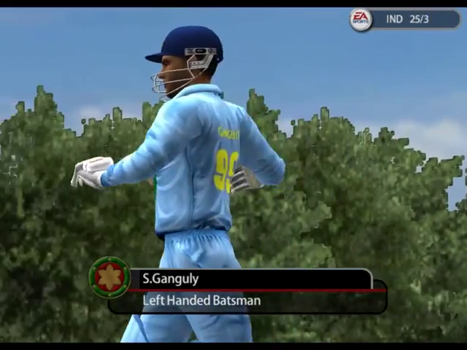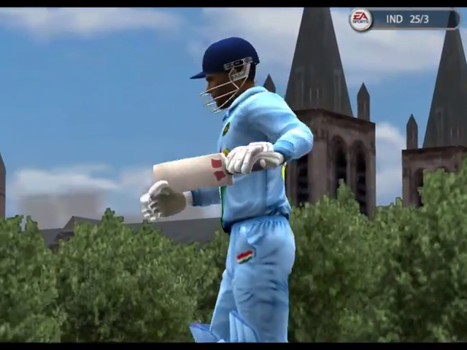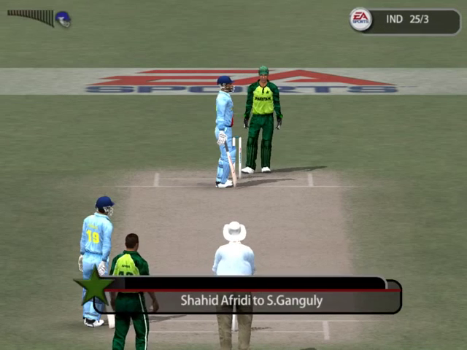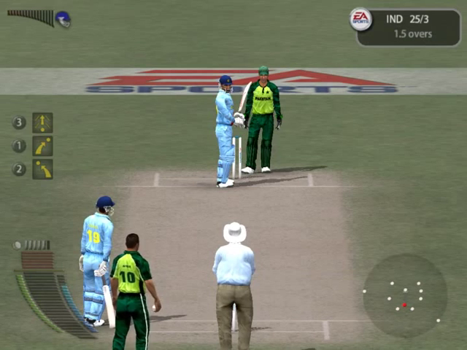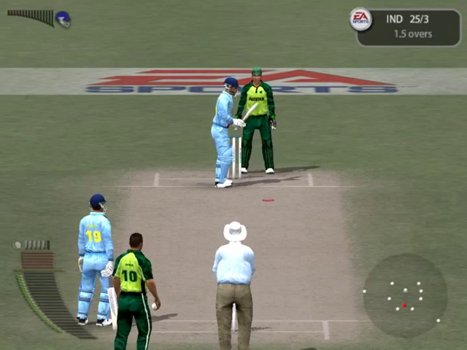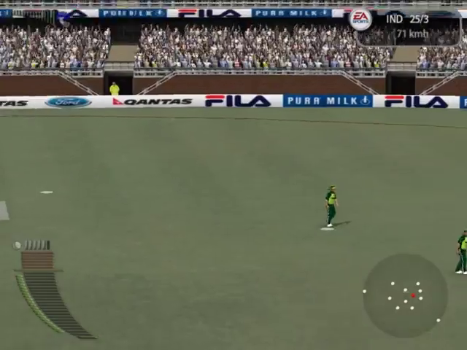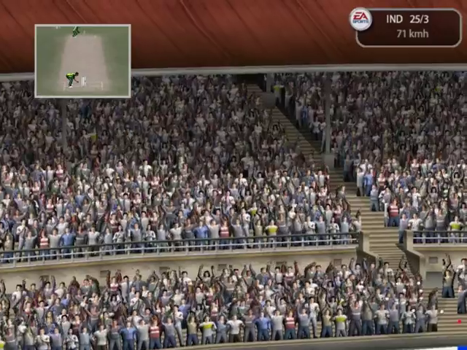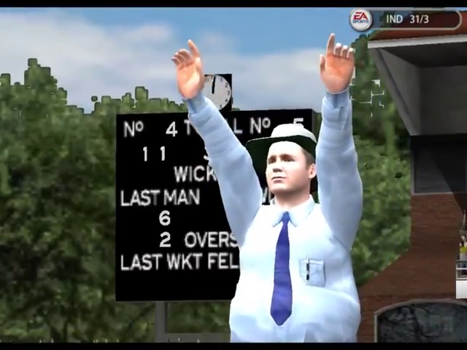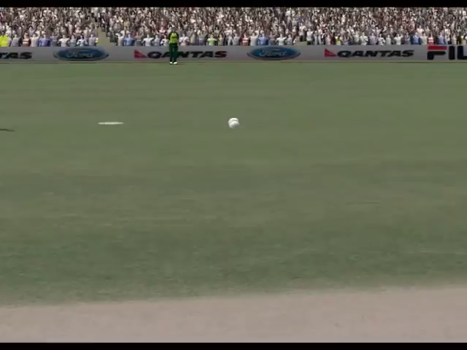Ganguly is the new batsman for India. Ganguly facing. Runs here. That's a huge 6. Those are the first runs for Ganguly. He smashed that a long way. Let's see the action replay of that.